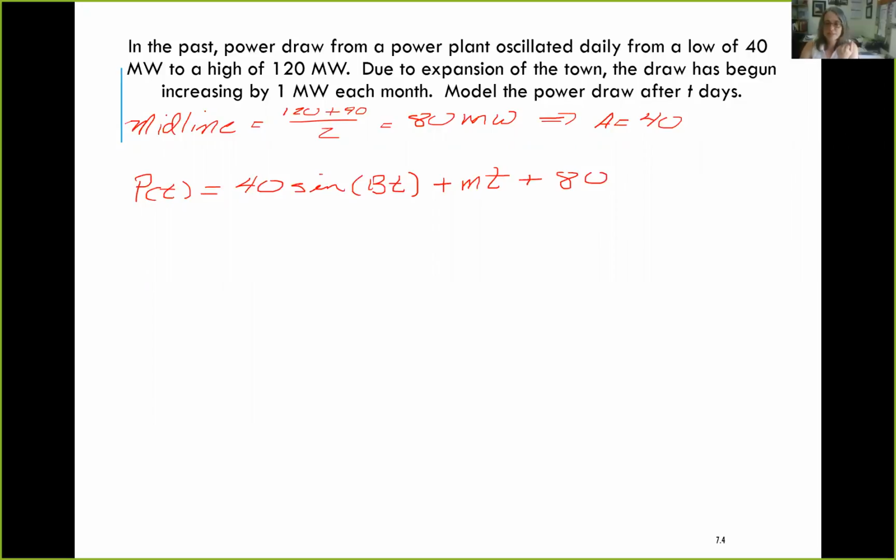Let's get to this slope. An increase of 1 megawatt per month, but our time is in days. We're using a linear model, so we're going to make an assumption here. That means we increase 1/30th of a megawatt per day. So my slope is 1 over 30. So this is going to become 1/30th.